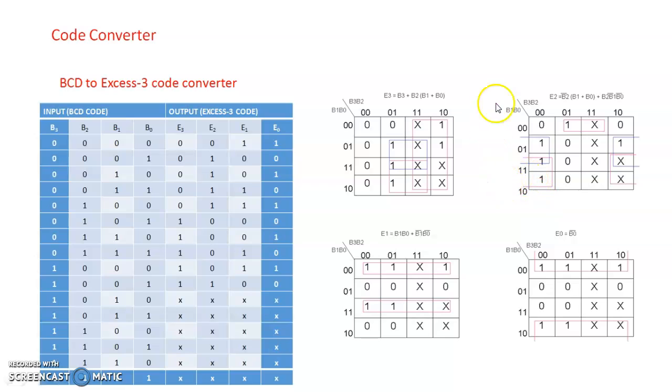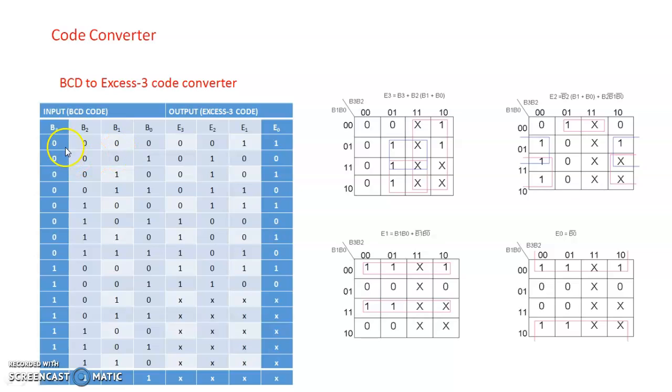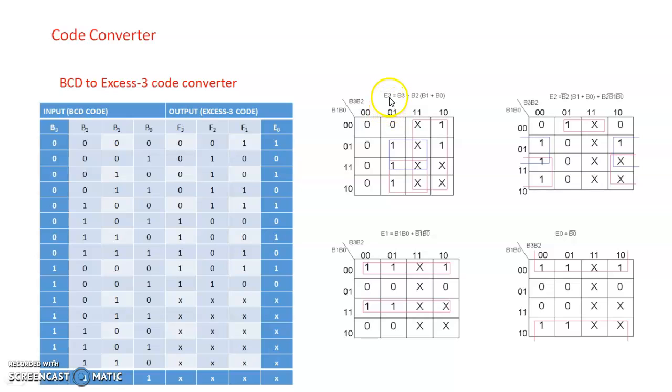In the same way we have to find out the K-map representation for E2 output, E1 output and E0 output. Then after that we will get the expression for each output, and then we draw the circuit diagram. What are the input variables in the truth table? B3, B2, B1, B0 are the input variables, and outputs are E0, E1, E2, E3. So refer to this expression. What is the E3 expression? E3 is equal to B3 plus B2 in bracket B1 plus B0.